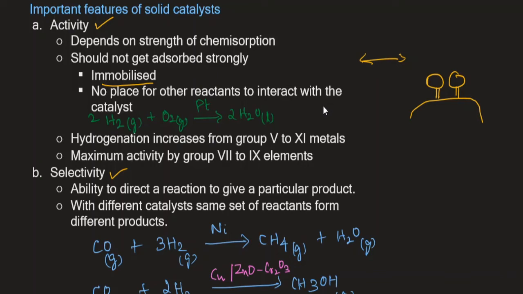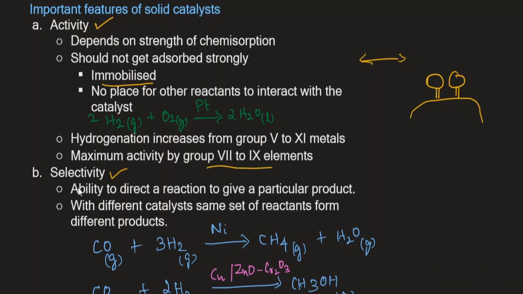Such a reaction is exhibited by hydrogenation in the case of group 4 to group 11 metals. For instance, hydrogen combines with oxygen in the presence of platinum to give water. So this activity is more, or maximum, in the elements occupying group 4 to group 9. So this is regarding the solid catalyst.